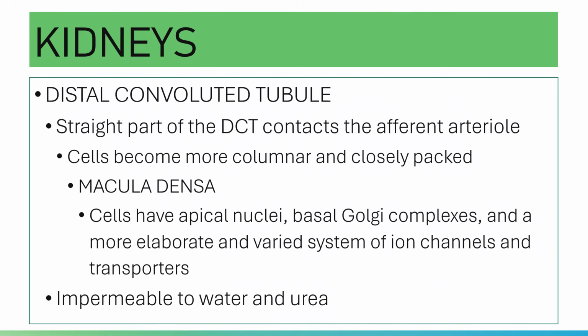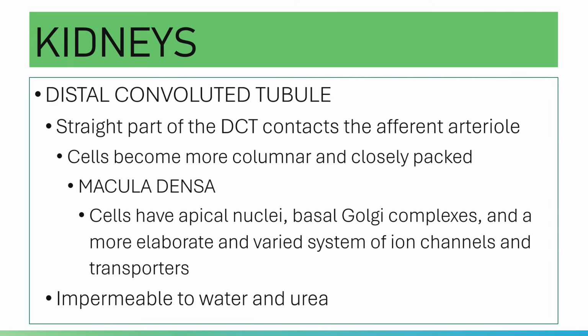The straight part of the DCT contacts the afferent arteriole. At the portion where it contacts the afferent arteriole, the cells become more columnar and are closely packed. Collectively, you call those cells the macula densa. The cells of the macula densa have an apical nucleus, a nucleus that is located at the apex, and a basal Golgi complex, and a more elaborate and varied system of ion channels and transporters.